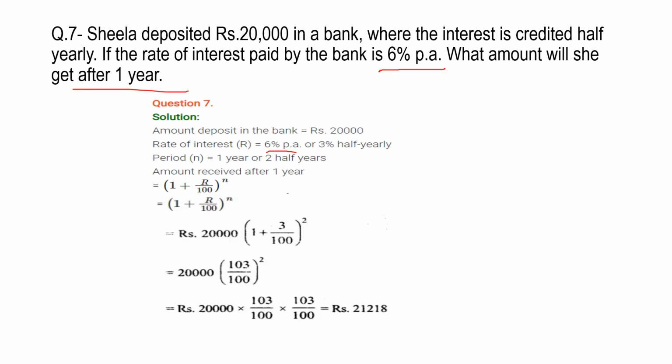So what will you do? 6% is the rate now. You have to divide it by 2. It would be 3%. And time is 1 year now. You have to multiply it by 2. It will be 2 half years. Right? Amount received after 1 year would be P into (1 plus R by 100) raised to power T. This is the formula only. P is 20,000, 1 plus R is 3 by 100, raised to power 2. Solve it, you will get the amount.